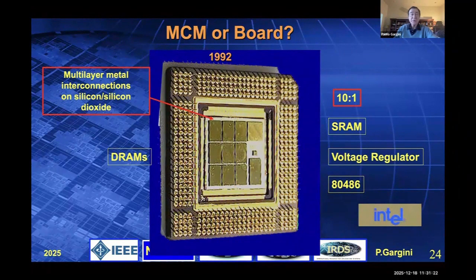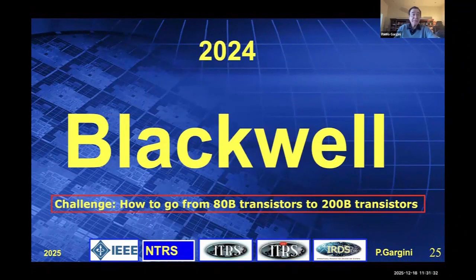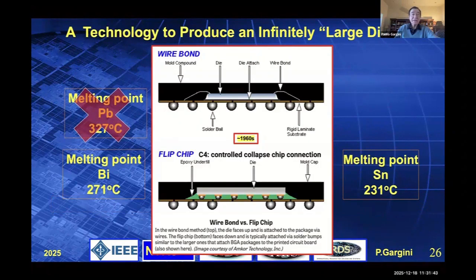SoC, system on chip, was progressing well. We put it in the garage and said, maybe one day, a few decades from now, we can use this technology. And so 2 years later, the challenge of Blackwell was, how do you go from 80 billion to more than 200 billion when you cannot increase the die size? And so, as I said, it was time to go into the garage and pull out this technology.